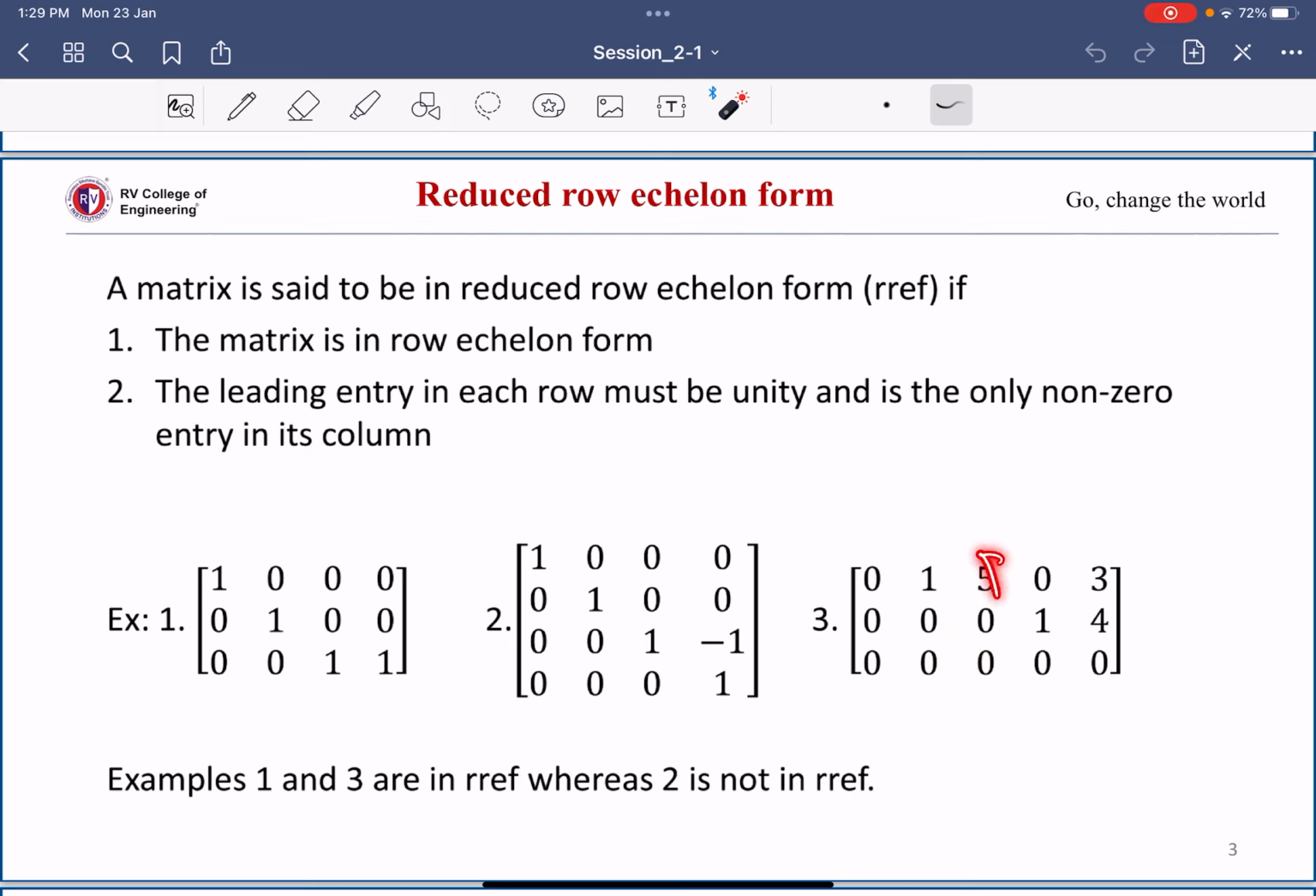So this is not our leading entry, so we need not check this. This is our leading entry in the second row. So above and below 1, it is 0. It's true. So this satisfies all the properties of RREF. So examples 1 and 3 are in RREF, whereas 2 is not in RREF.